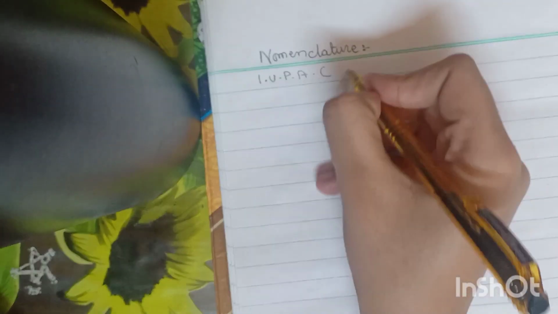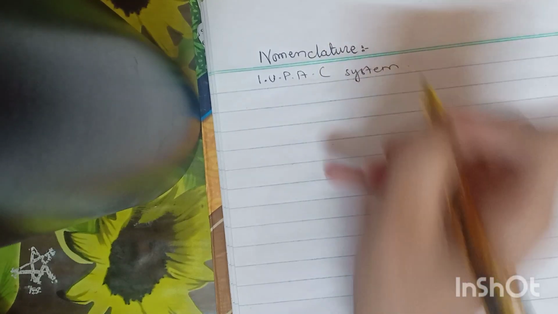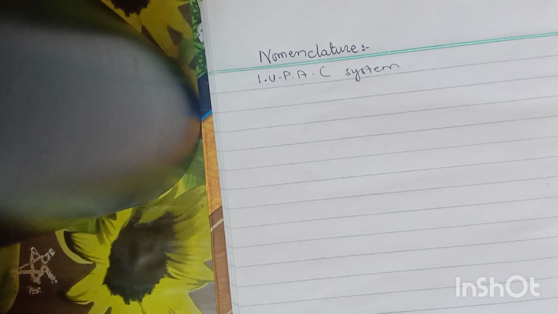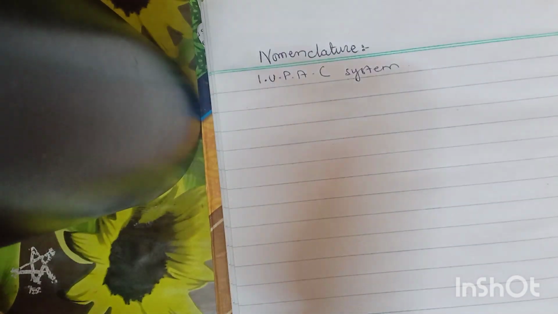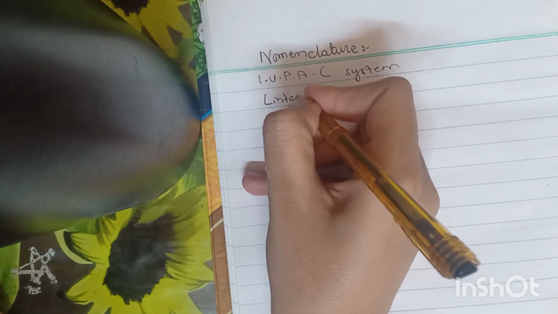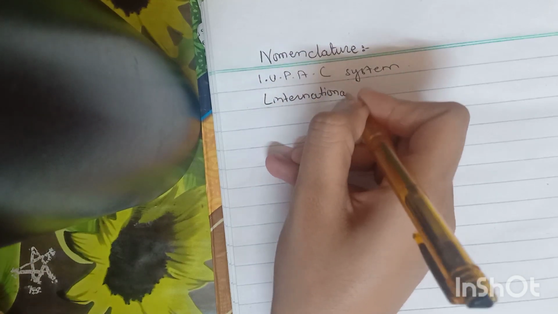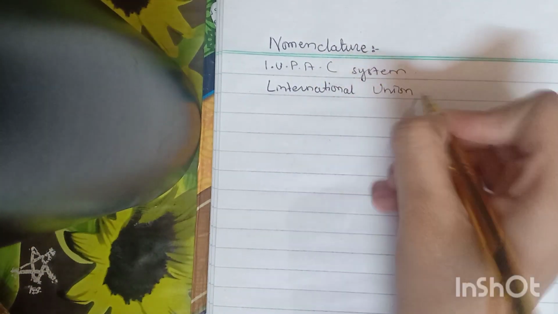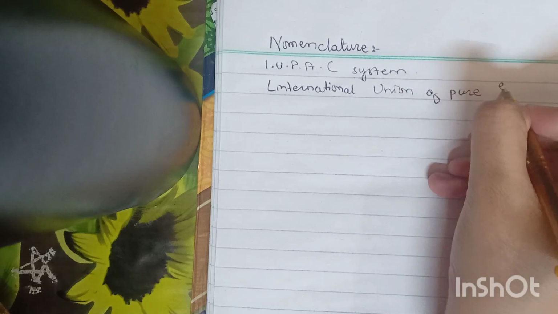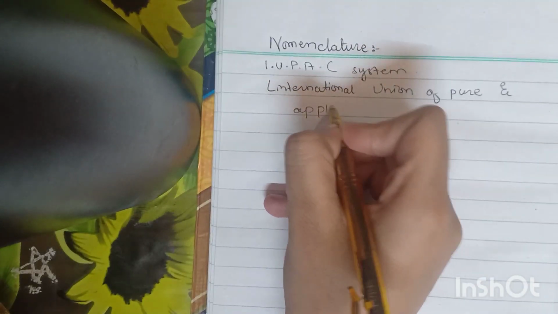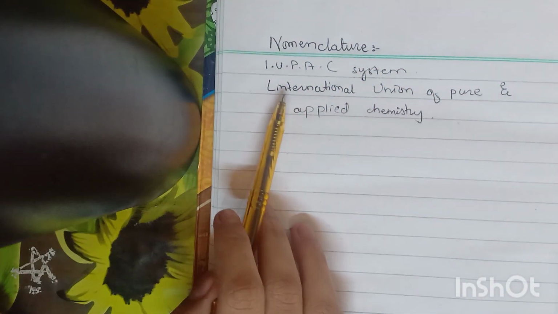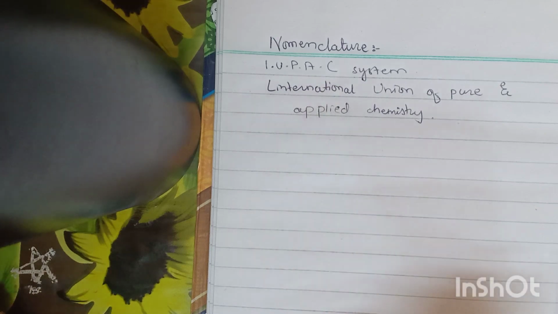The IUPAC system is a system of naming which was created in 1960, right? And what is the full form of IUPAC? Basically, it is International Union of Pure and Applied Chemistry, right? Now what is IUPAC? IUPAC is basically a system for naming the organic compounds.